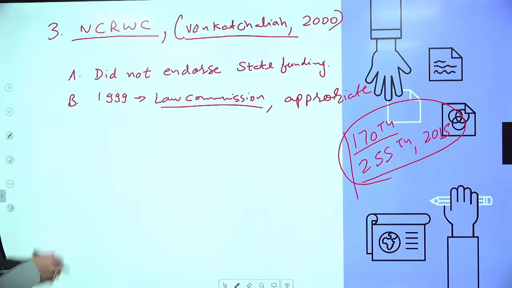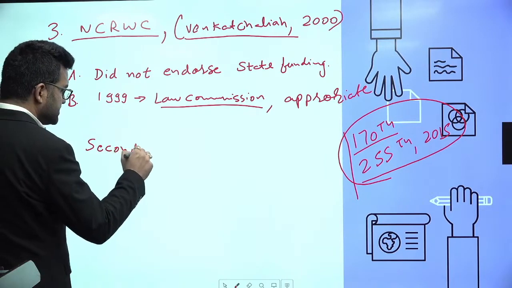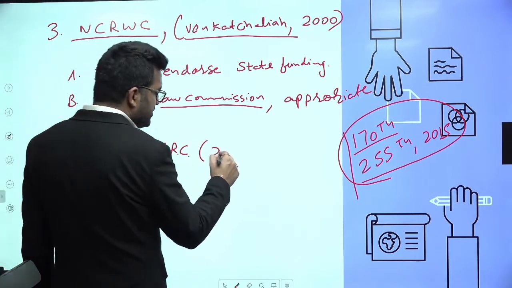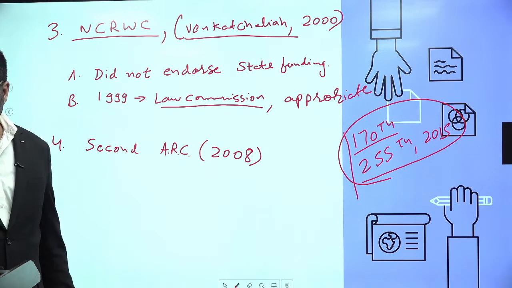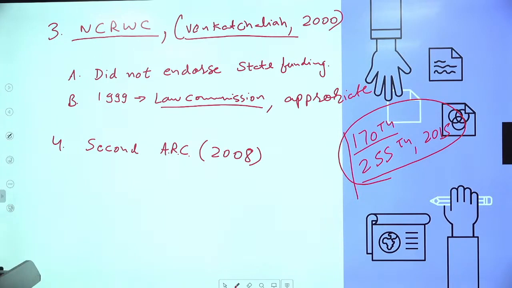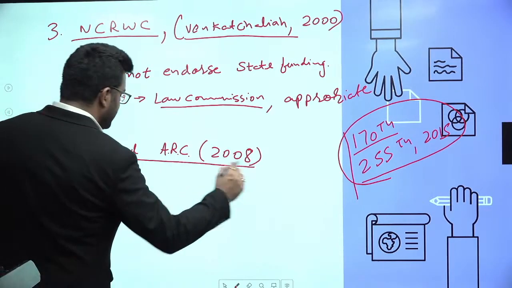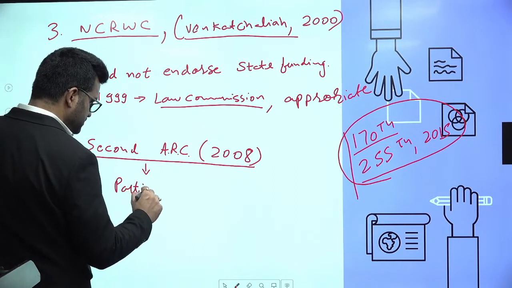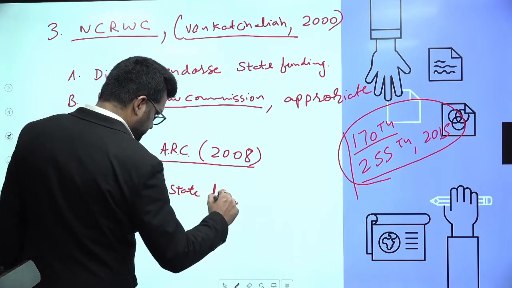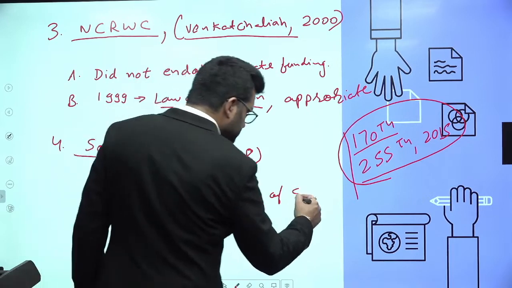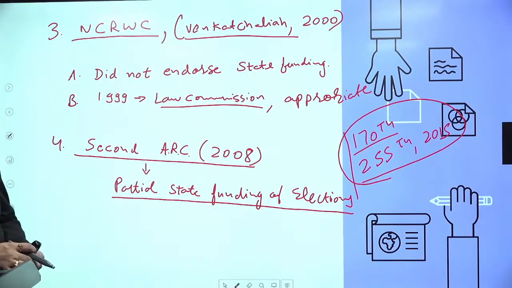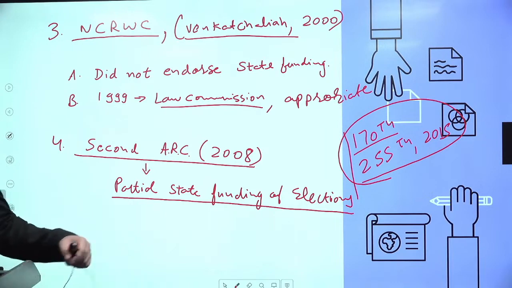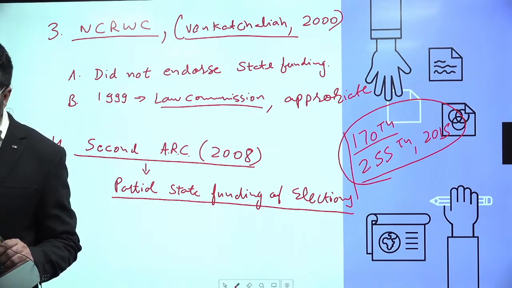ओके, नाउ सेकंड ARC 2008. What did second ARC say on this? Second Administrative Reforms Commission report, Ethics in Governance, 2008, advocated partial state funding of elections to cut down on illegitimate and excessive funding of election costs.